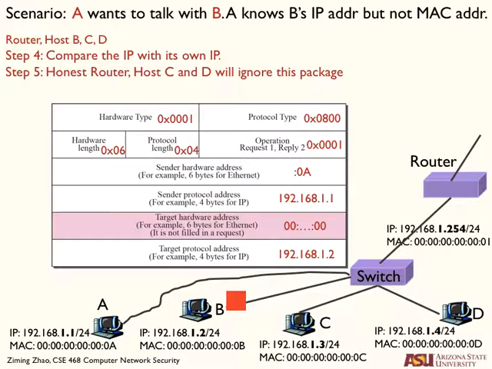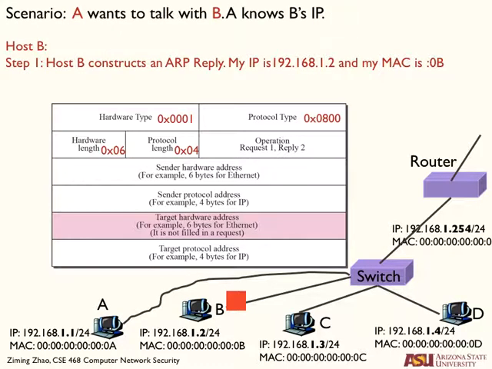So let's assume everyone in this topology is honest. Then C, D and the router will simply drop this message because it is not intended for them. But B will do something different. B will construct an ARP reply. Basically, this ARP reply says, I have this IP address, and my MAC address is B.